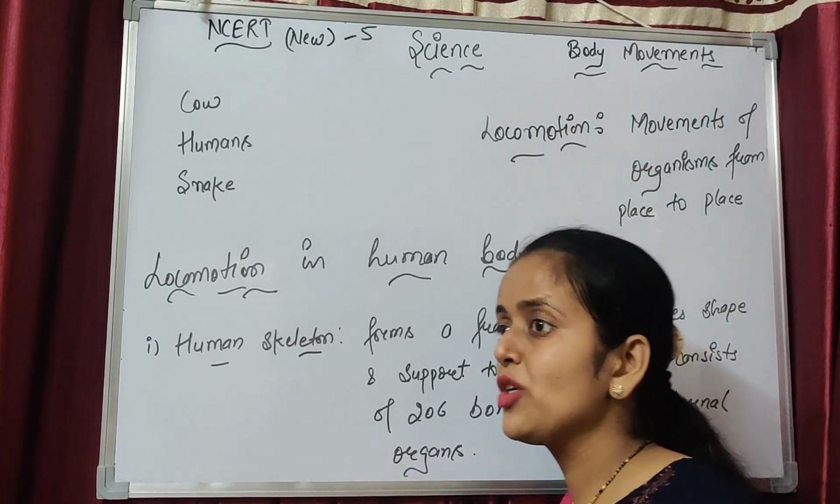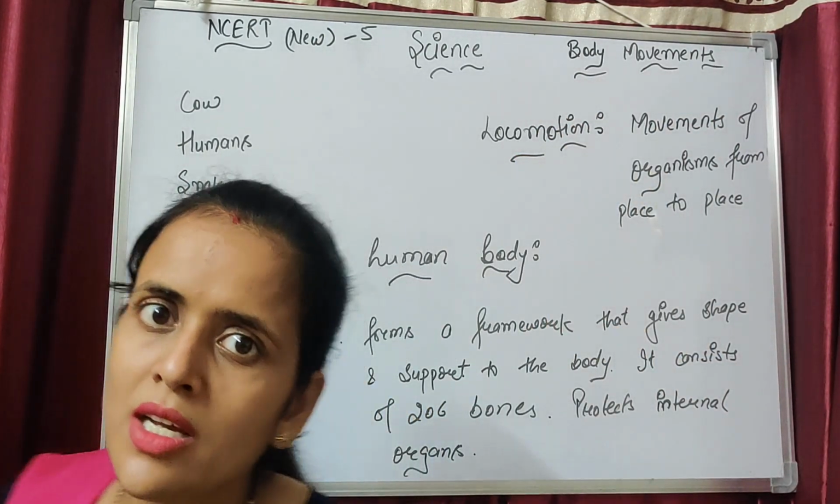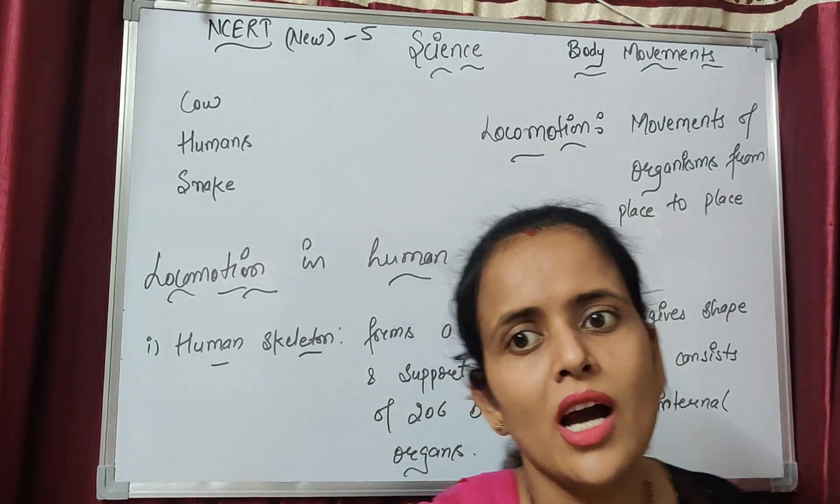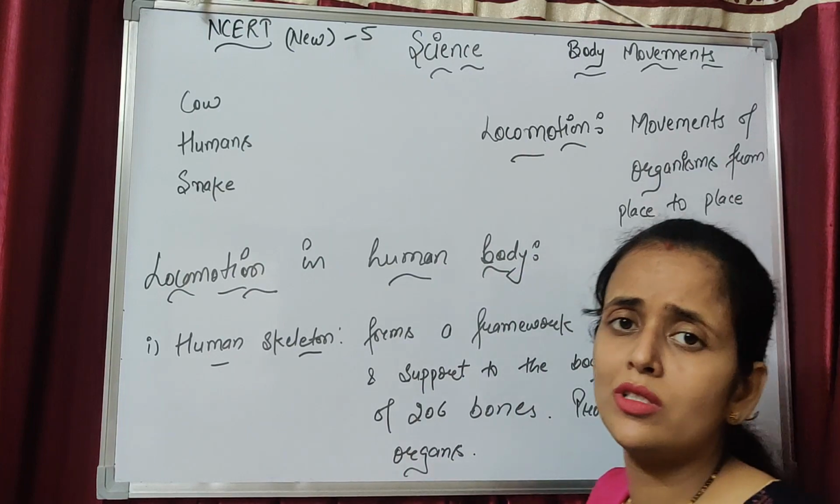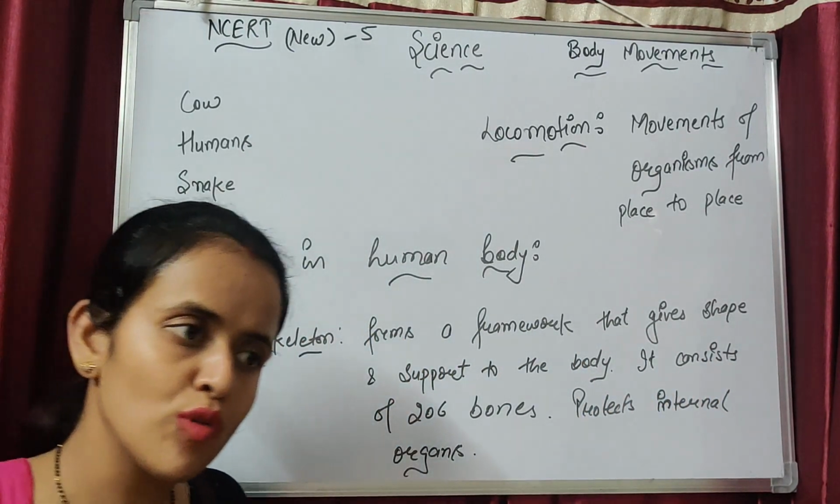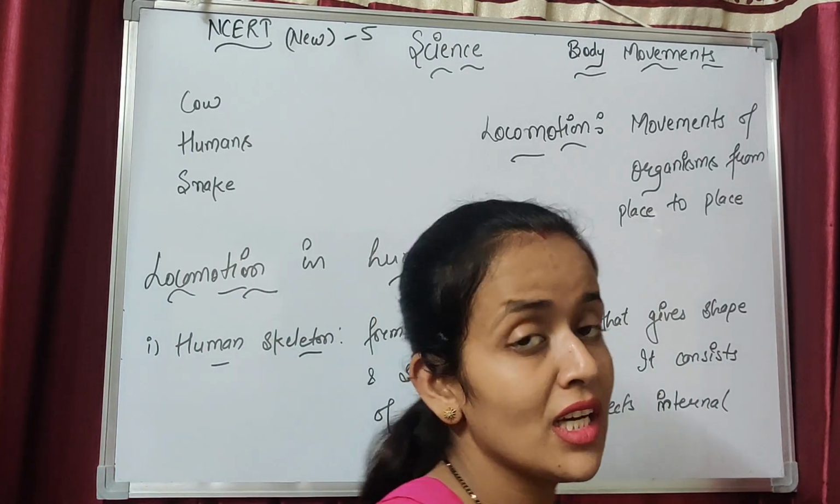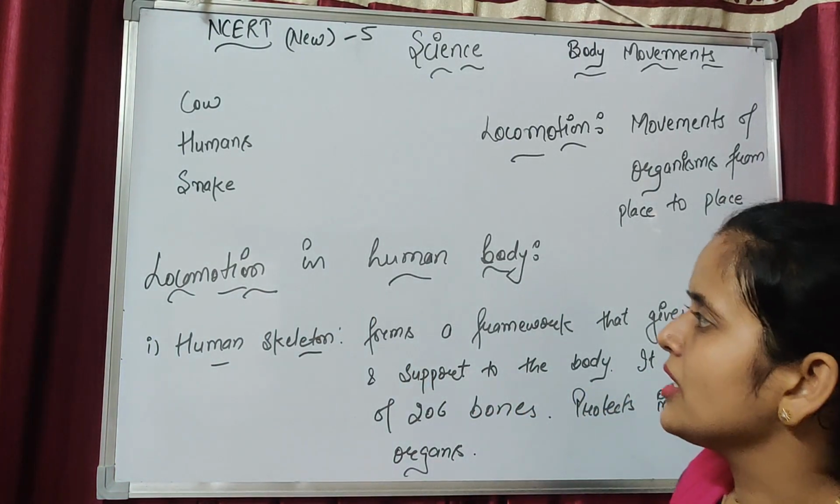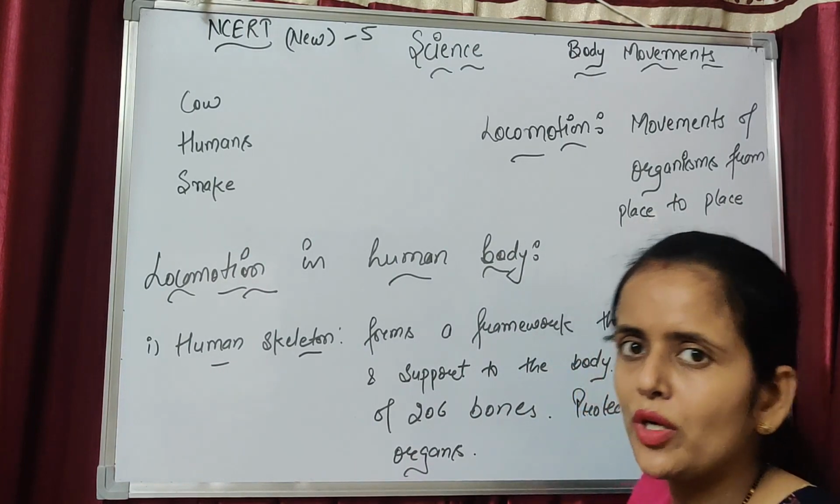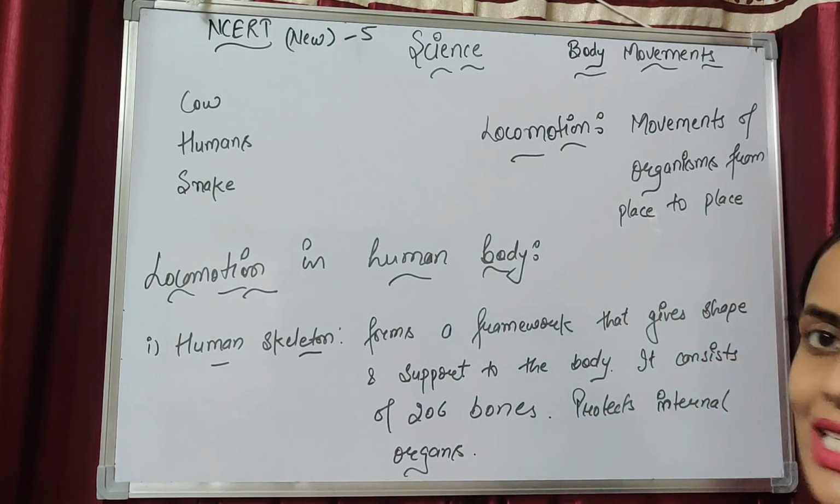So body movements, what do you understand by body movements? Body, our body, and movement, that is how we move our body. Our hands, legs, bones, muscles, ligaments, so many things are there. How do they move, what are their functions, why are they moving, and what is the reason that they are so flexible that we can move our body? These things we will study in this chapter.